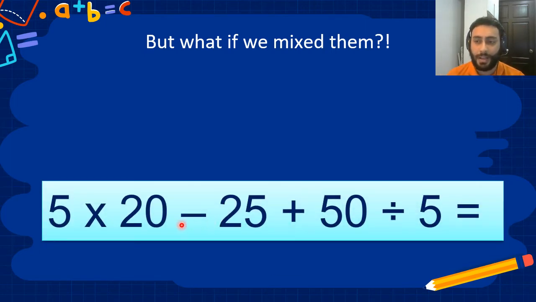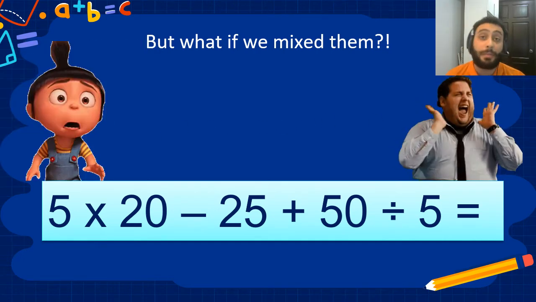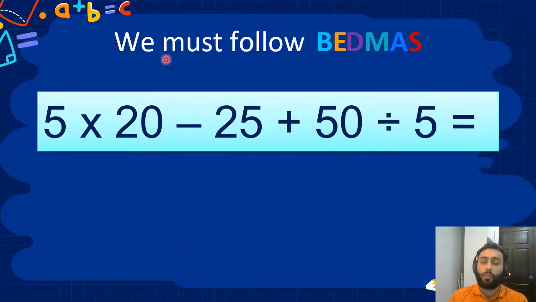What if we have something that has multiplication, subtraction, addition, and division all together? What do we do? Do we still go from left to right? No. We must follow BEDMAS. I know you were confused in the past, but now you know how easy it is. So we must follow BEDMAS or just DMAS. This part is division, multiplication, addition, and subtraction.